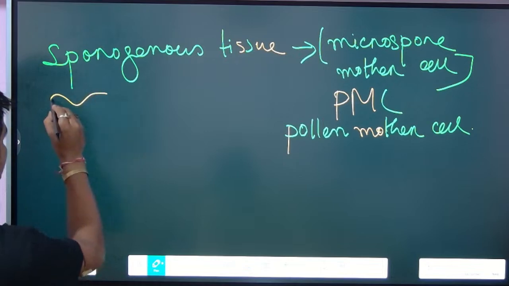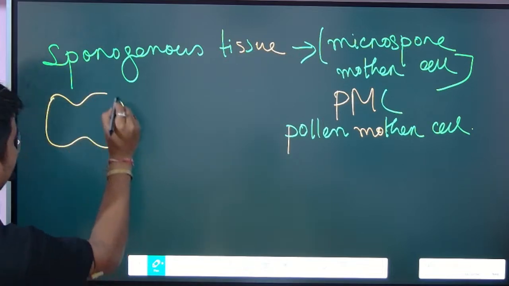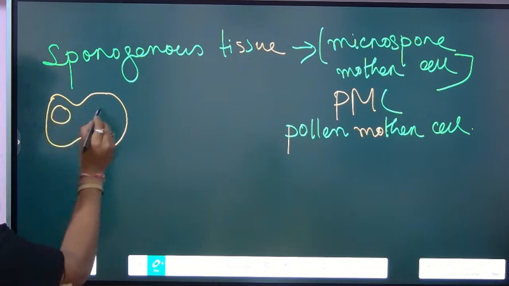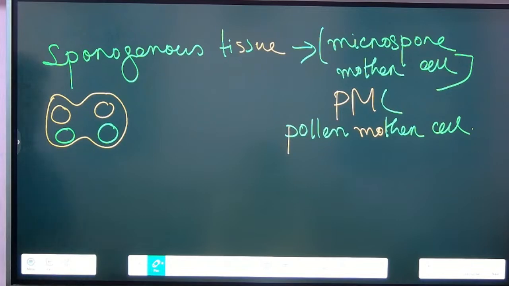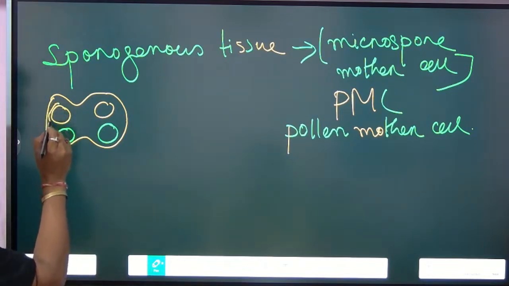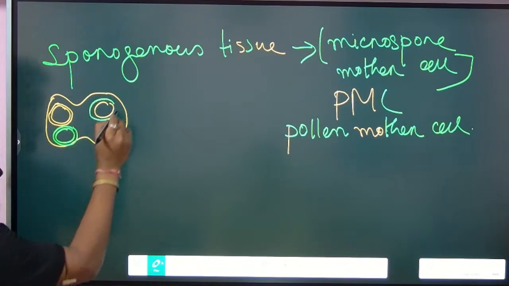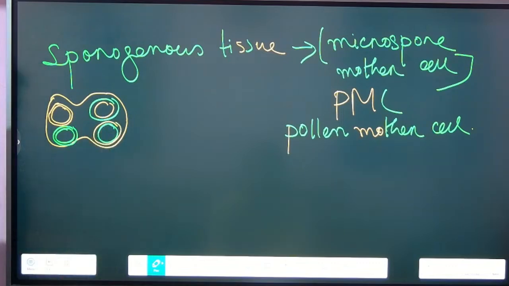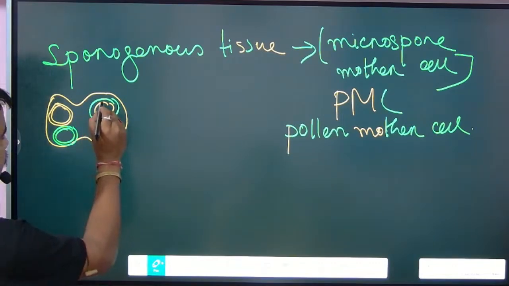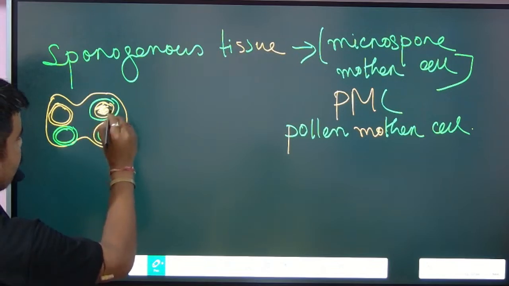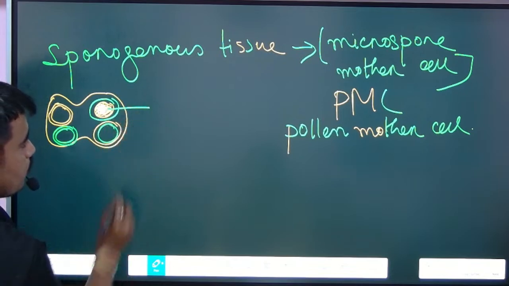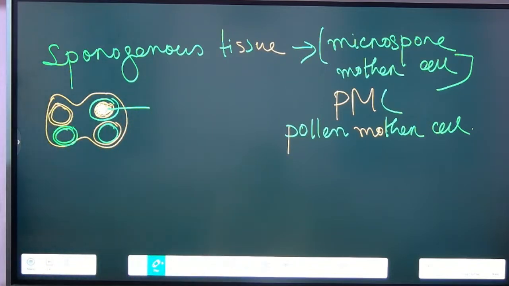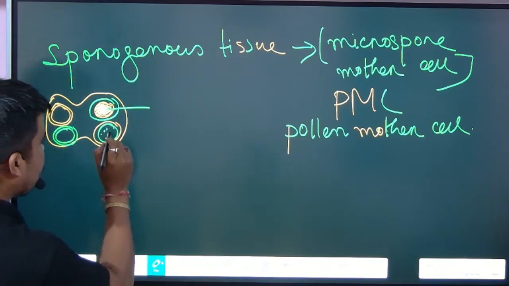Let's say the structure of, or the TS, transverse section of what? This is the transverse section of what? Anther. Okay. So here the microsporous tissues are formed, or located, you can say. These are the sporous tissues. These are made up of what? Pollen mother cells. Okay? So there are numerous pollen mother cells.